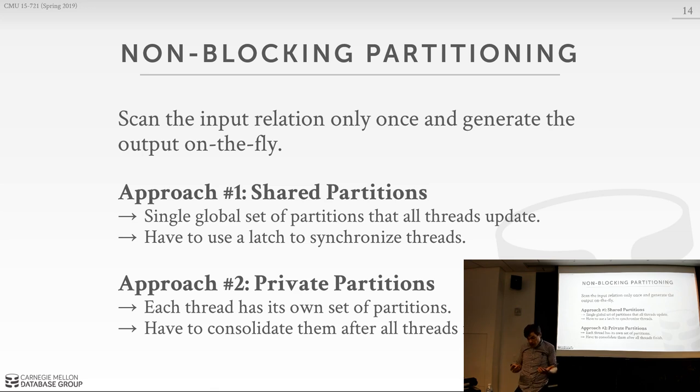Now within non-blocking, there's two more approaches. The first is shared partitions, where you have a single set of global partitions that all the threads are going to try to write to. And then you basically just protect each partition bucket or partition set with a simple, exclusive latch. I acquire it when I do my write, and then I release it once I'm done with my write. With private partitions, you're trying to do this in a non-blocking way, where you have each thread write to its own private partitions, and then after everyone's done writing, you go back and have another thread or multiple threads consolidate them into a single partition.